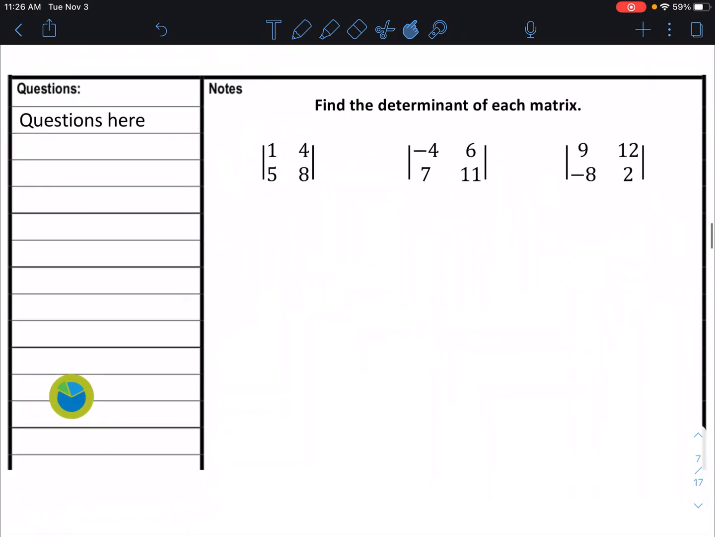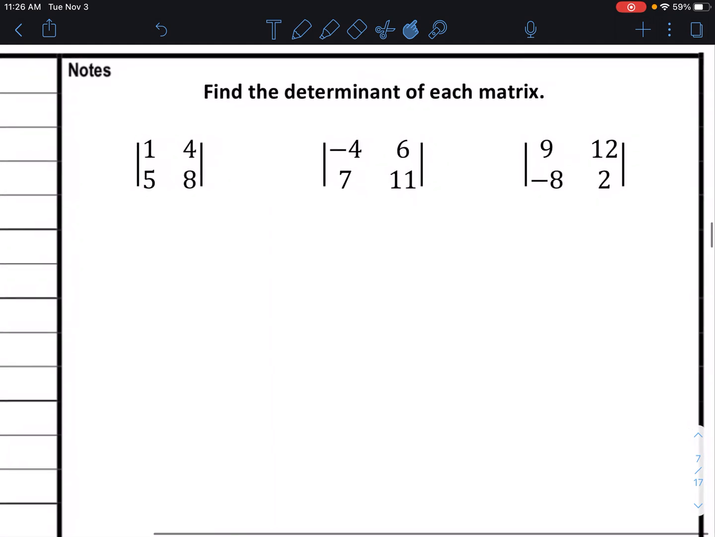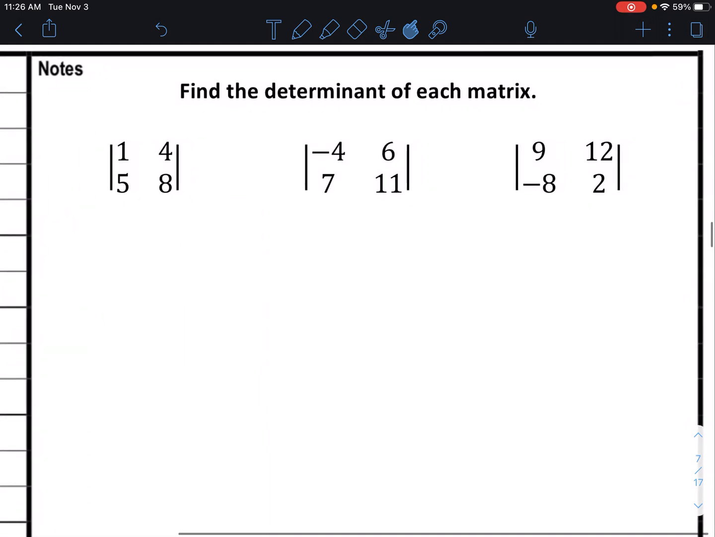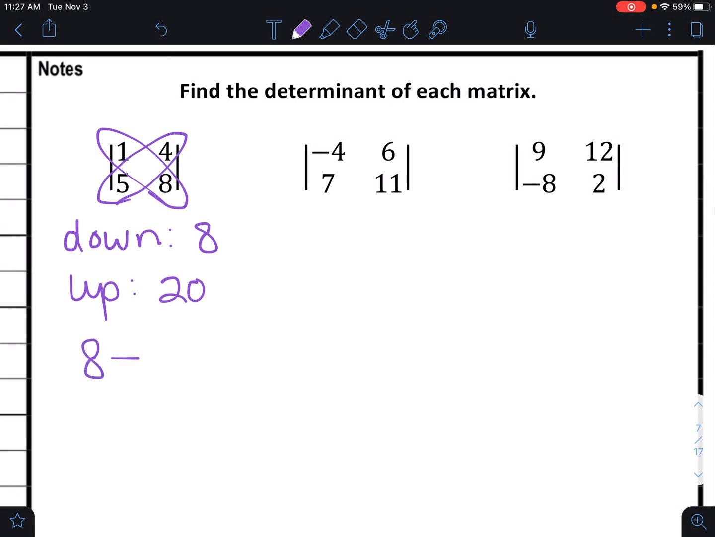All right, so let's try this. I put a few examples in here so we can get used to this. I hope you approve. All right, here we go. So down diagonal, we're multiplying these two. So the down, 1 times 8, we get 8. The up, 5 times 4, 20. We go down minus up. This is my answer, -12.